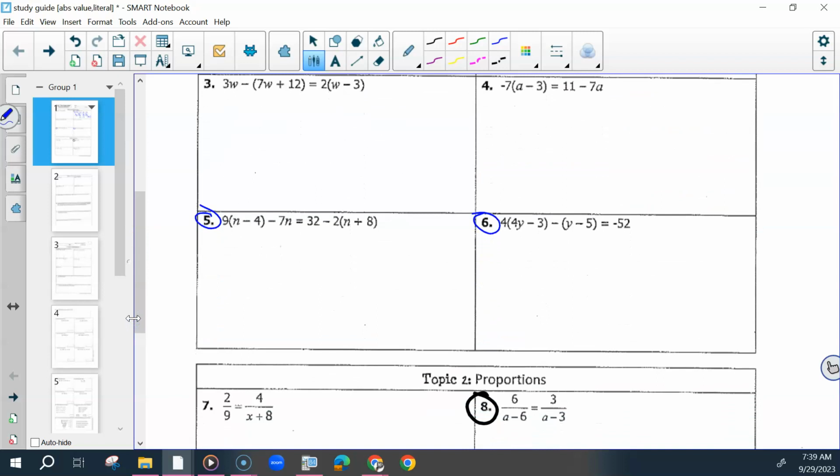Number 5, what would be our first step? Distribute. On both sides, you have 9n minus 36 minus 7n equals 32 minus 2n minus 60.